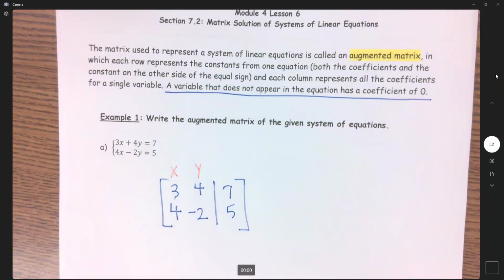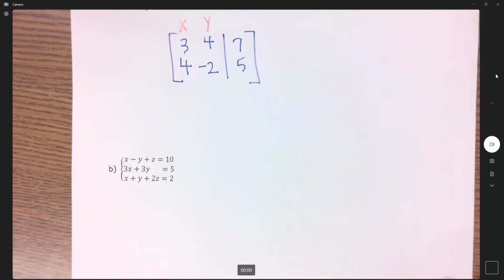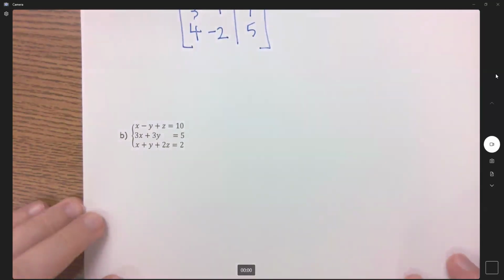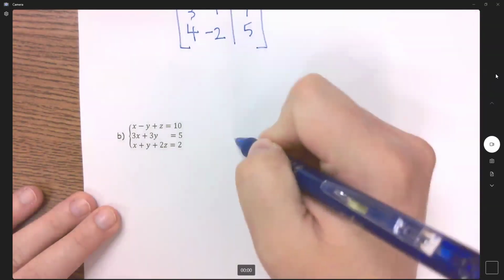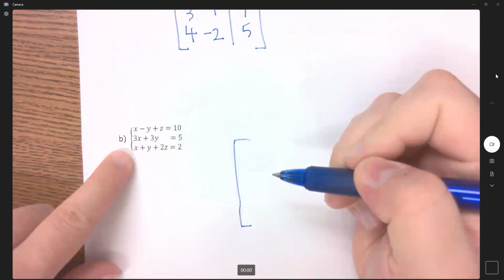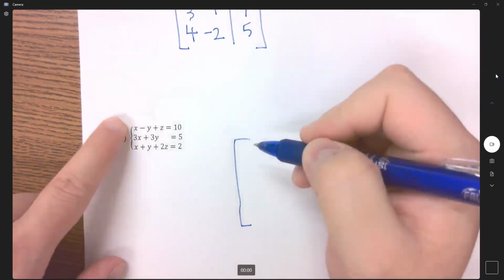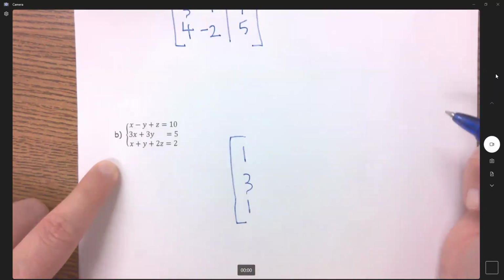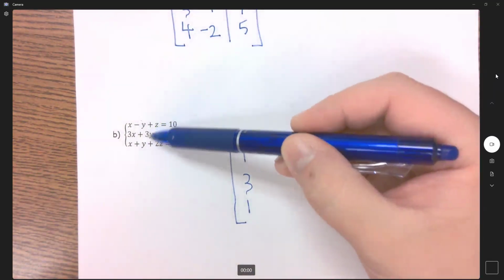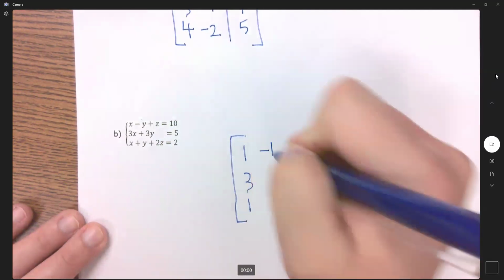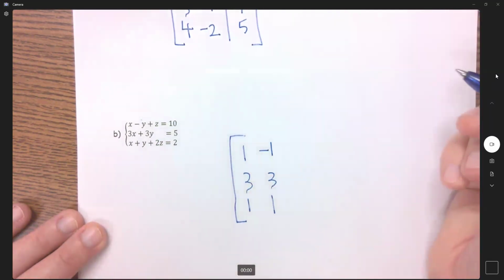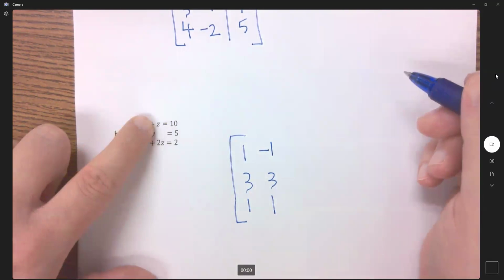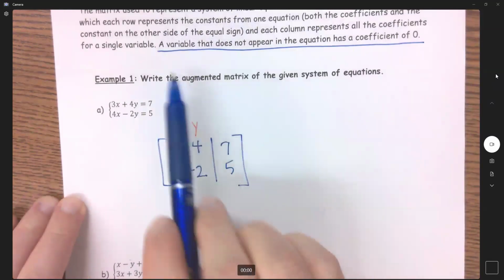Okay, so let's try B here to do the same thing. If I want to write this as an augmented matrix, my x variables or constants are 1, 3, 1. My y is -1, 3, 1. My z is 1. There is none here, and that's what I underlined.